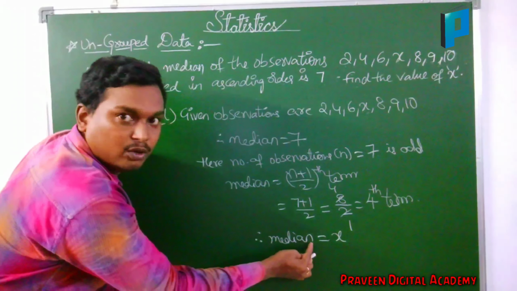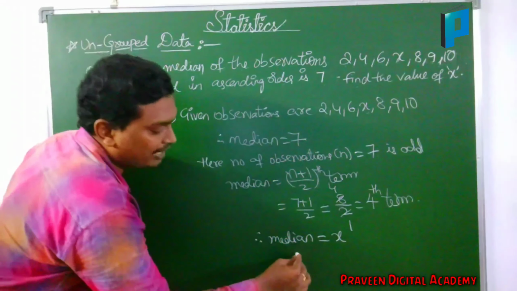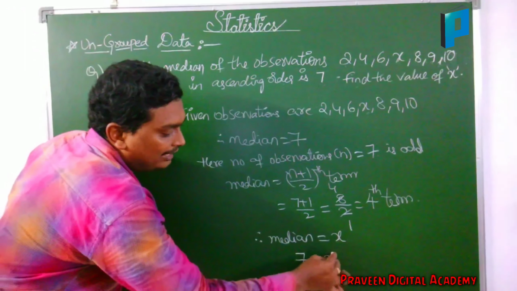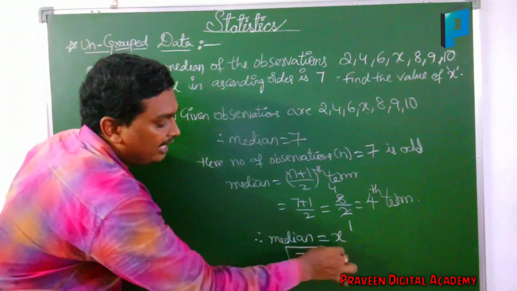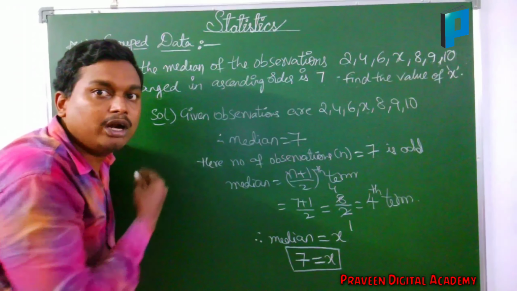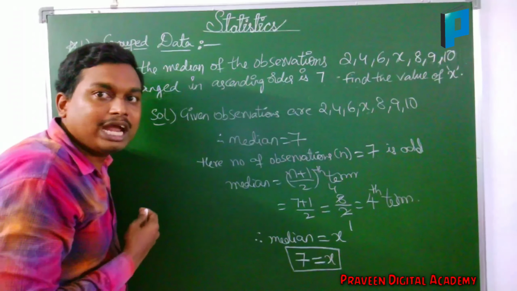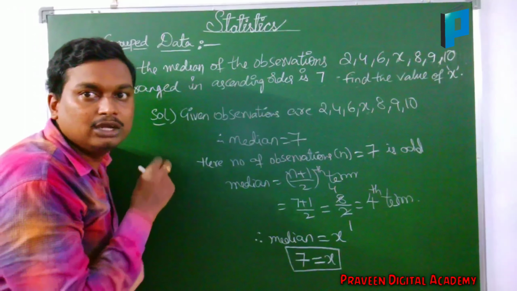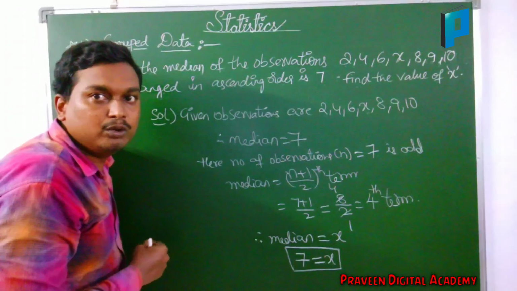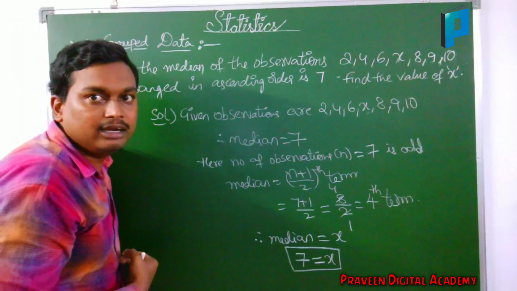Here we already know the median value. What is the median we are having here? 7. Therefore 7 is equal to x. So we got x value is equal to 7. Whenever we are having odd number of observations, we will get only one median. Whenever we are having even number of observations, we will get two medians, and that two medians again we will do the average to make it as single median.